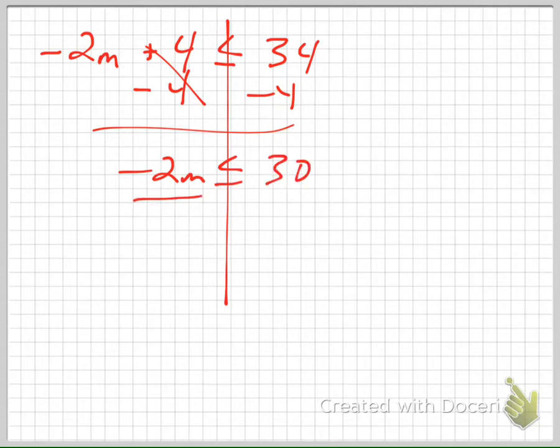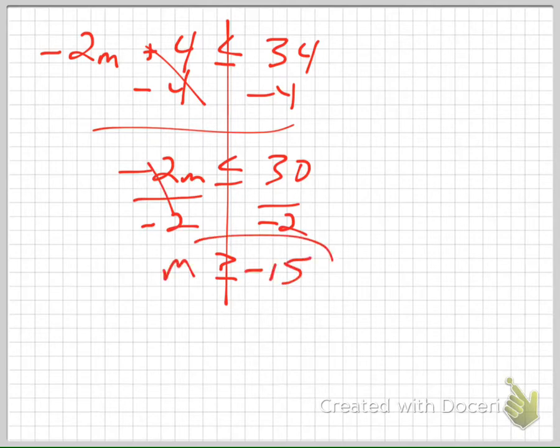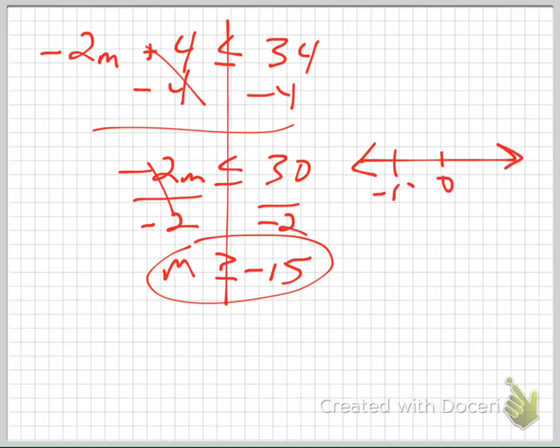Now I have to divide by what? Negative 2. Do I have a negative 2? Flip the sign? Yes, I do. Flip the sign, right? Because I divided by a negative. m greater than or equal to negative 15. 0, negative 15. Greater than or equal to, solid dot to the right. That's greater than. Forgot the solid dot. I didn't open dot. Silly. Wrong. I would mark that wrong as fast as I could.